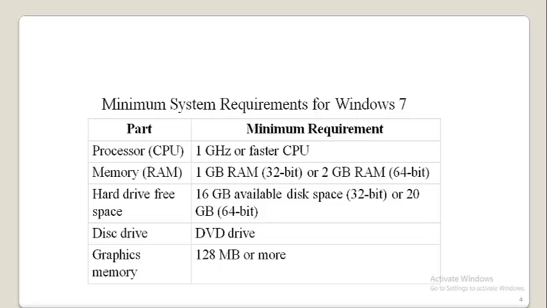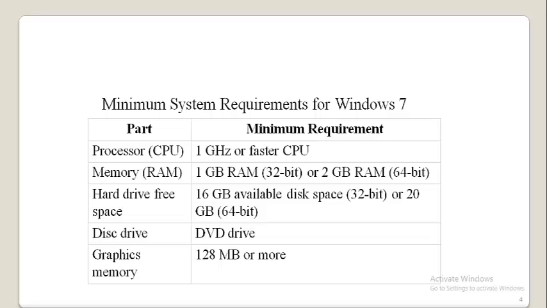The next one is hard disk space: 16 GB for a 32-bit operating system and 20 GB for 64-bit. We require a DVD drive for installing Windows 7. Next one is graphics of 128 megabytes. All these are minimum requirements to install the Windows 7 operating system.